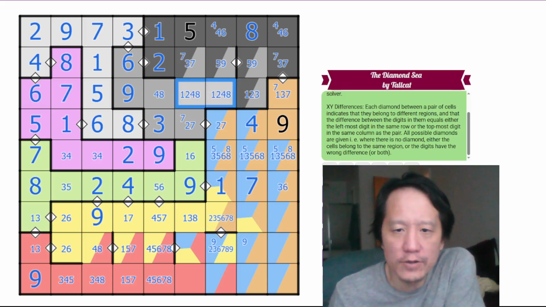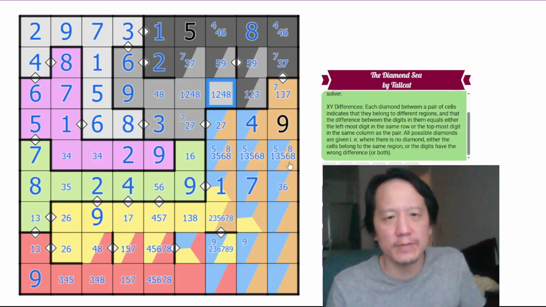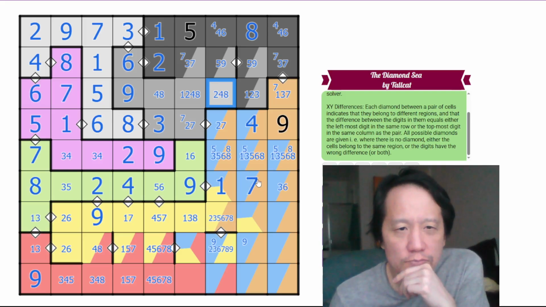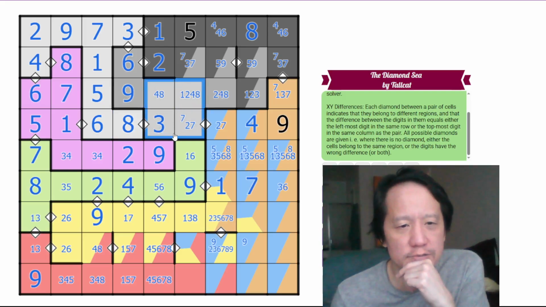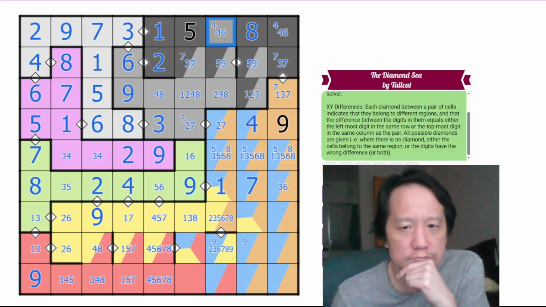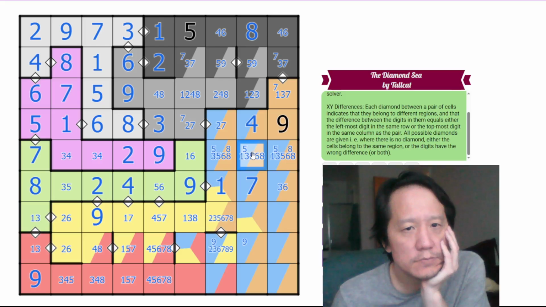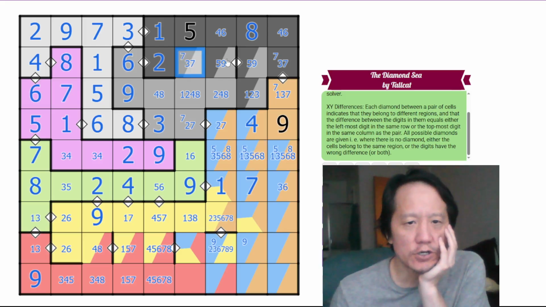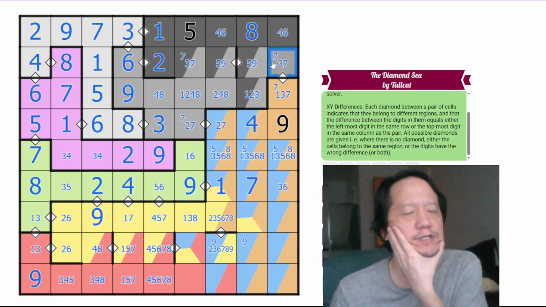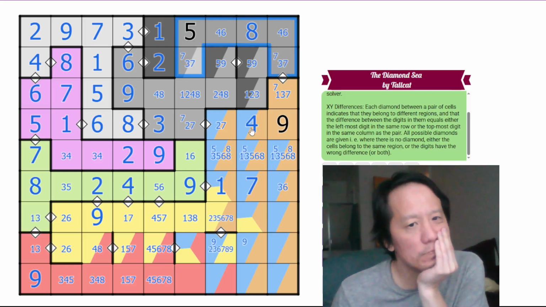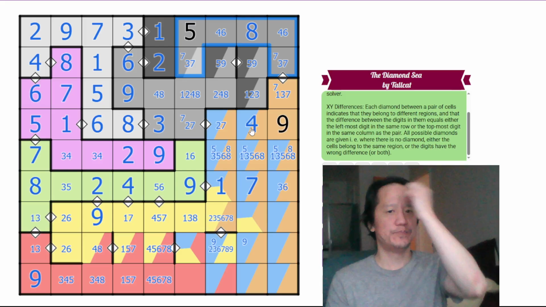3 cannot be in the gray region, so none of these can be gray. This can't be 1 either. Sorry, the medium gray region. So the dark gray region needs a 3 and a 7 remaining. So it could just be this, right? That seems fine.